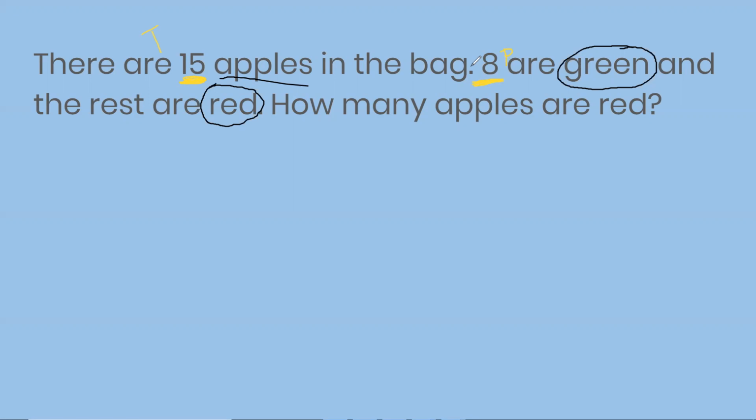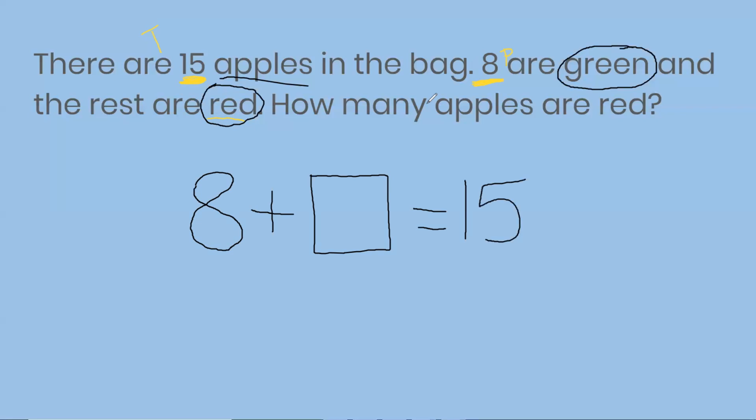What are we missing in the story? What are we trying to figure out? Well, we're trying to figure out how many of our apples are red, right? Okay, so how can I figure that out? Well, I have one of my partners is 8 plus the red apples. We don't know how many are red, so I'm going to put a box there. Equals how many total apples do we have in the bag? 15. Good job. So our equation would read 8 plus box equals 15.